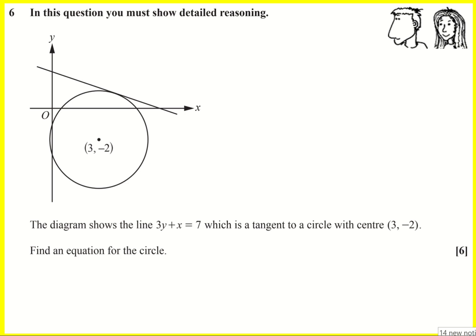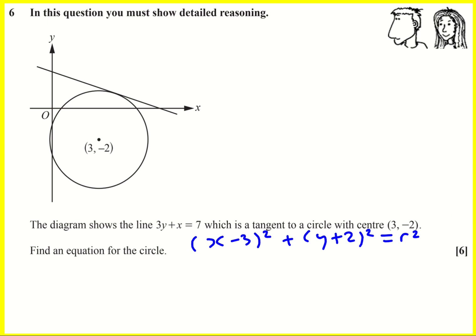In this question, we've got a circle centered at (3, -2). We've got a tangent for it, and we're given the equation. Then we're being asked to work out the equation for the circle. Now we can write down the following straight away: (x - 3)² + (y + 2)² = r². So the question is really just what is r²?